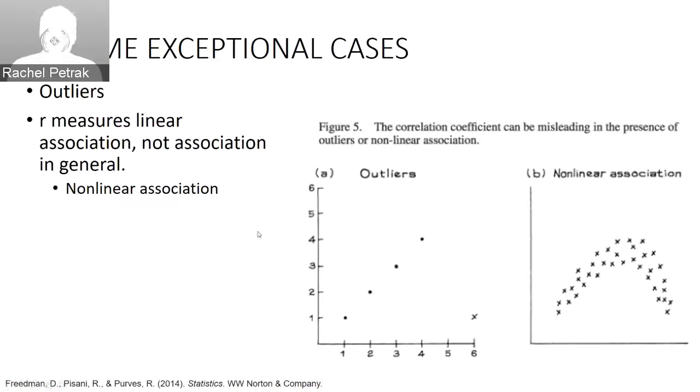We discussed some exceptional cases where you can't use the correlation, namely when you have outliers or a nonlinear association. And we remember there are other problems with a nonlinear association. So these problems, these exceptional cases, are echoed in regression.